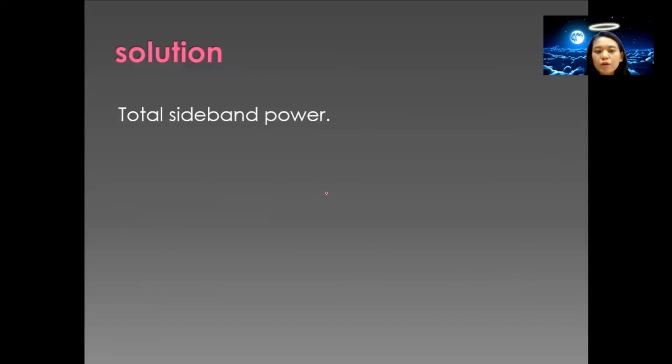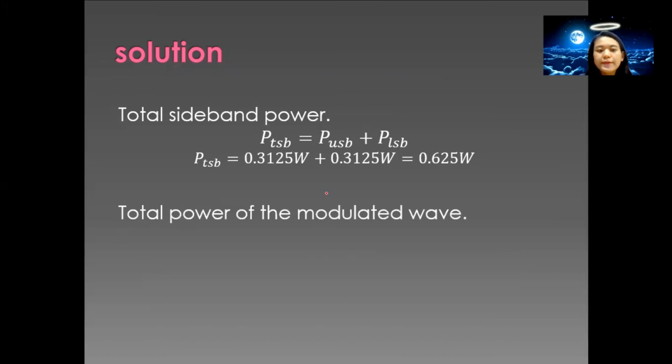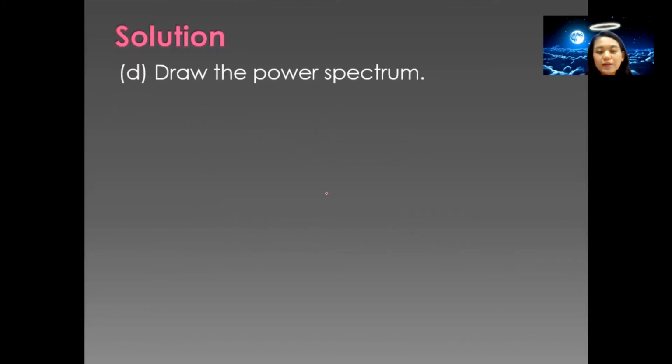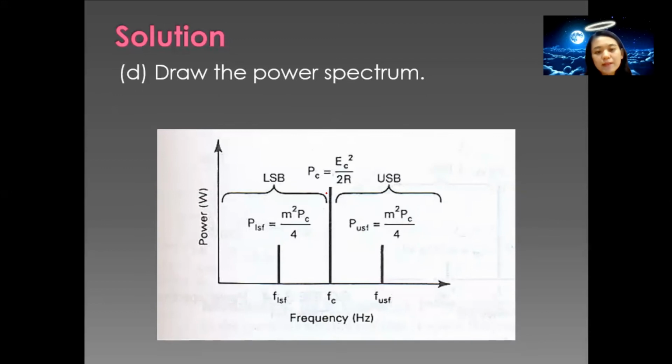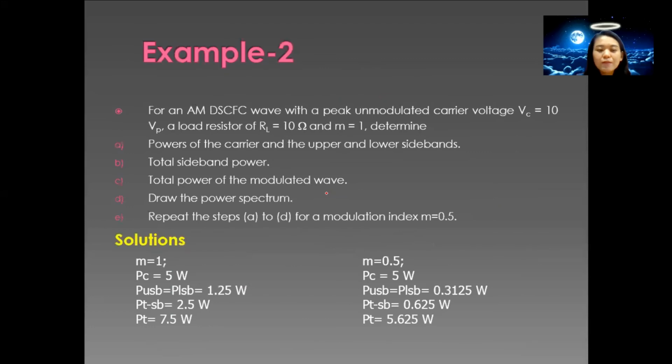And then we calculate our total sideband power. Same, we sum up PUSB and PLSB, so we'll get 0.625 watt. Then we find the total power of our modulated wave. P total equals PC plus PUSB plus PLSB. Okay, 5 plus 0.3125 plus 0.3125, we get 5.625 watt. Then we draw the power spectrum and do the labels. Okay, that's all. This is the summary answer for example 2.